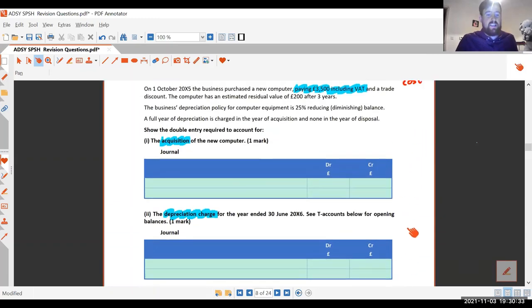Just something to bear in mind. And that's why I would always tend to look through all of the information you've got before jumping into these questions. It's very easy to miss that if you do part two first without ever looking at part three. So it could be quite easy to miss.